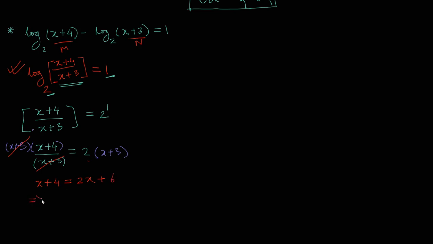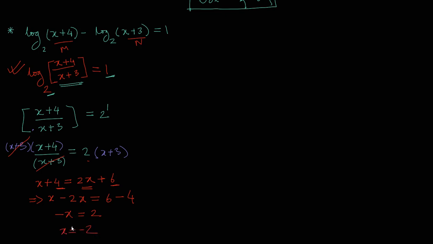So what I get, let's have x on this side and this 2x let's bring on the left hand side, so it is negative 2x equals 6, and 4 on this side is going to be negative 4. So I get negative x equal to 2, so x equal to negative 2.